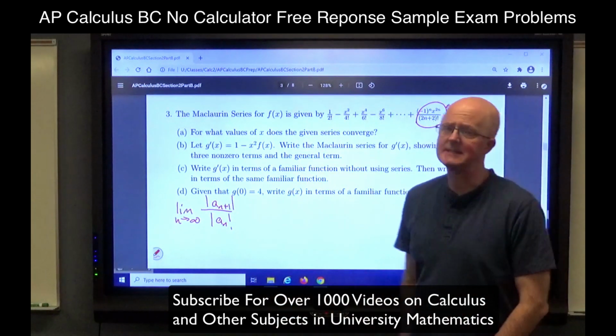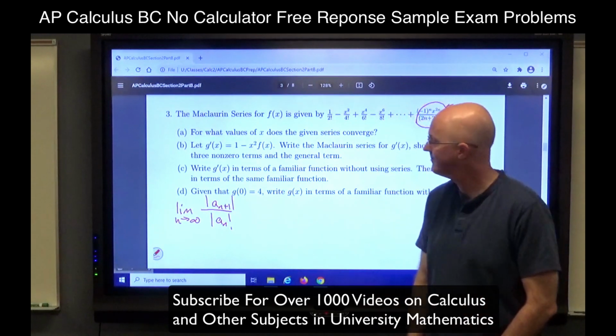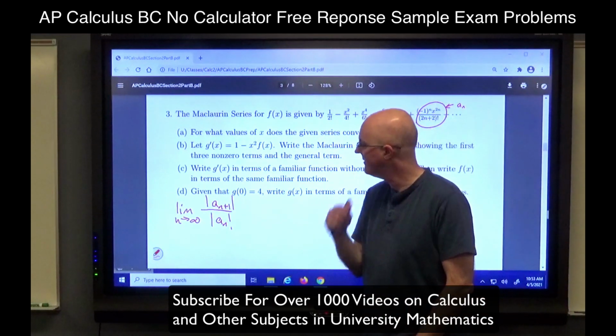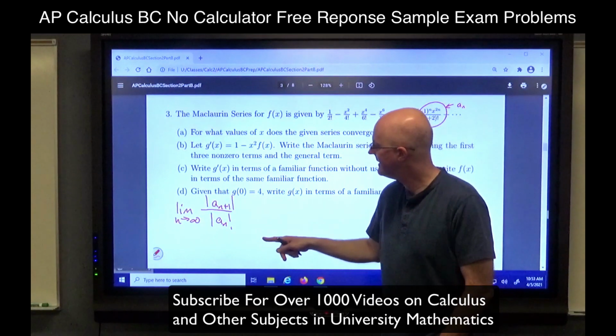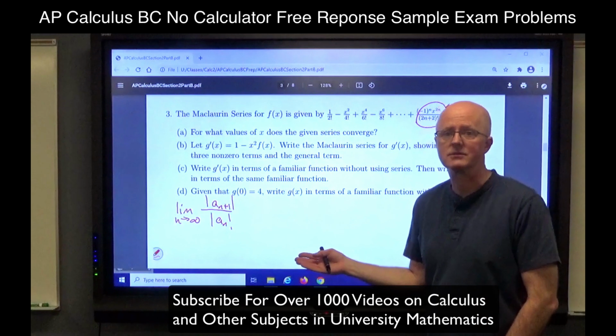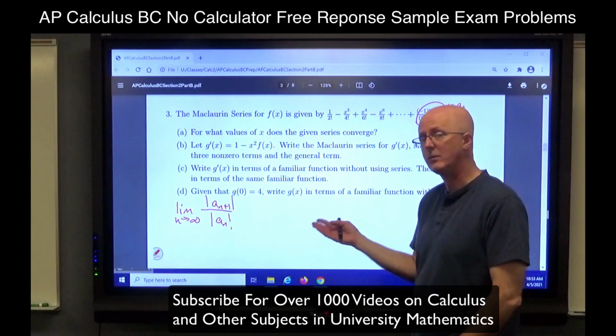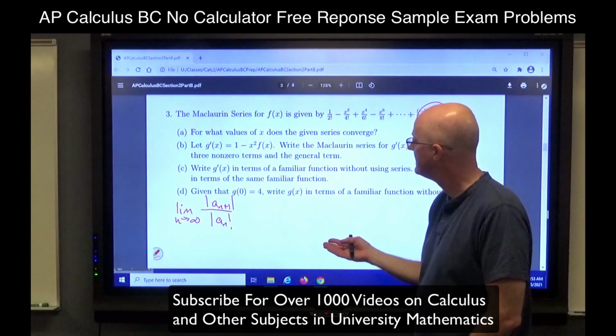If this limit exists, and it actually doesn't always exist, there are some really tricky examples where it doesn't exist, but you still might be able to conclude something. If it does exist, and in these examples it definitely does, and is less than 1, it means the series converges. If it's greater than 1, it means the series diverges. And if it equals 1, then there's no conclusion.